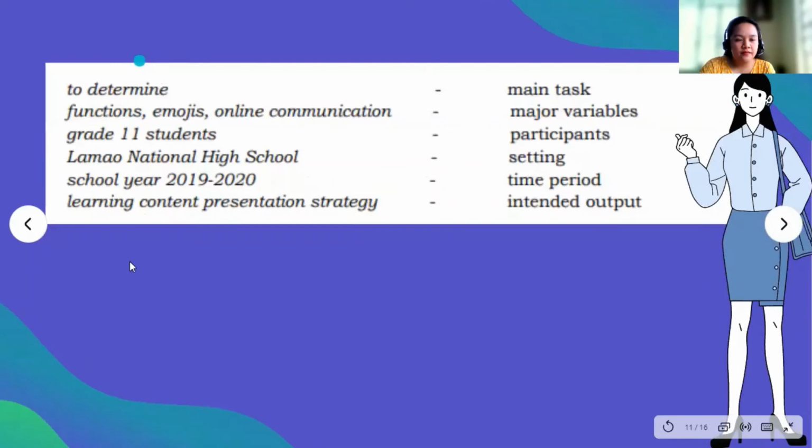So, ayan. To determine, it is the main task. So, these are the elements, okay? To determine is the main task, the variables, the functions, emojis, online communication. Who are the participants? The grade 11 students. Setting, saan ginawa? Sa Lamao National High School. Kailan? When? School year 2019-2020. So, para saan yung research na yon? For learning content presentation strategy. So, ang mga ito ay tinatawag na the elements. Okay?